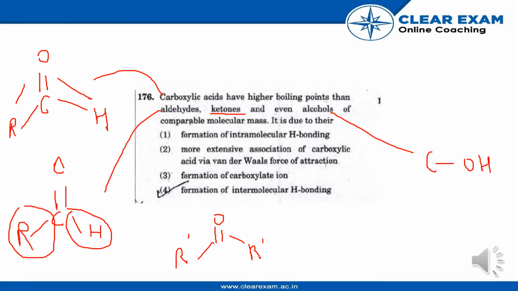Hence the boiling point increases and becomes more than the boiling points of aldehydes, ketones, and alcohols in comparison to molecular mass. So due to the intermolecular hydrogen bonding, association occurs in carboxylic acids, and their boiling point is higher than these boiling points. So formation of intermolecular bonding is the right solution.